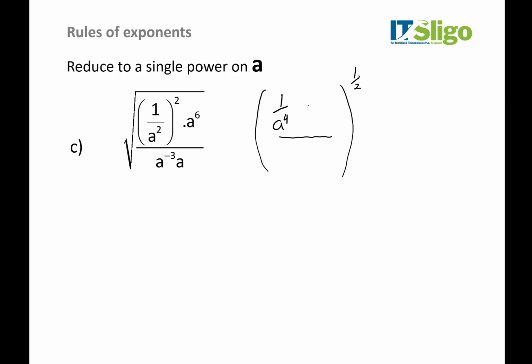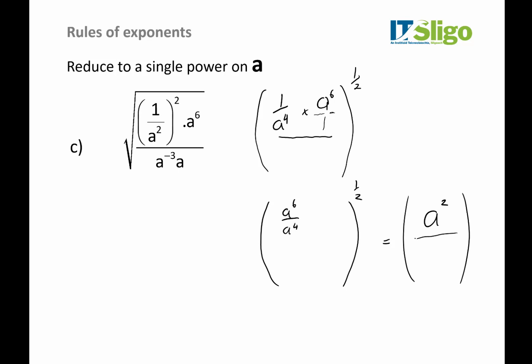That's multiplied by a to the power of 6. And again, if I wanted to, guys, I could write it over 1. So now, staying with that top line, I now have a to the power of 6 over a to the power of 4, and that will give me a to the power of 2 on the top, and the half is still hovering outside. So it's always a good idea, guys, to keep at it, like a dog with a bone, until you've resolved it to a single power.